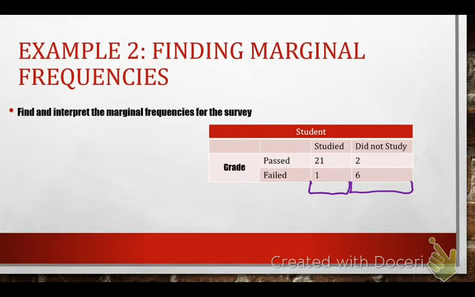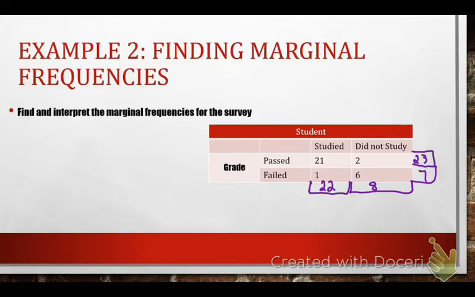So 21 plus 1 is what? 22. I want to know how many students did not study. How many students did not study? The whole row. 8. Okay. Now I'm going to go across. How many students total passed? All right. 23. And how many students total failed? 7. So now these numbers are my marginal frequencies.